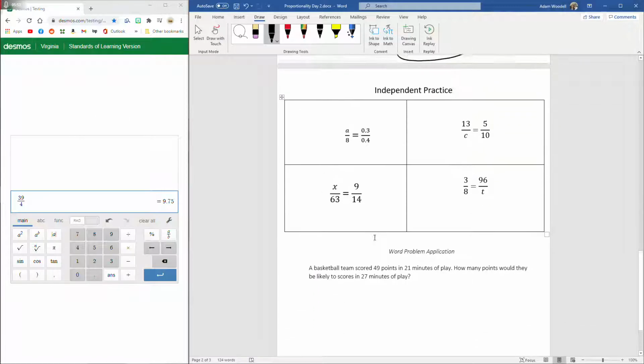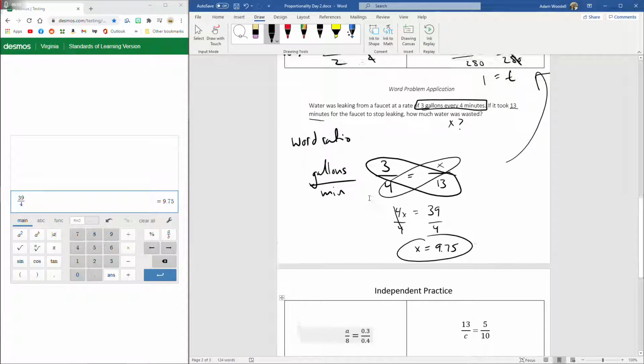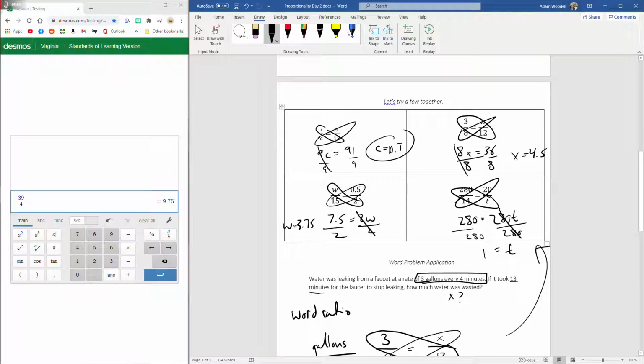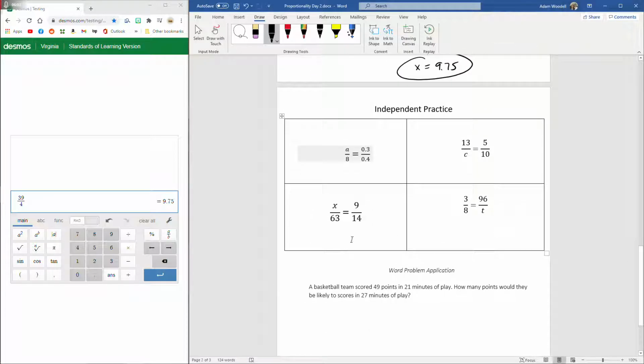So I'm going to leave the rest up to you guys. You can pause the video. You can work on these 4. Again, they are very similar to the ones we just did together. So use that cross multiplying, use your calculator to simplify, and I will give you guys the answers in class.